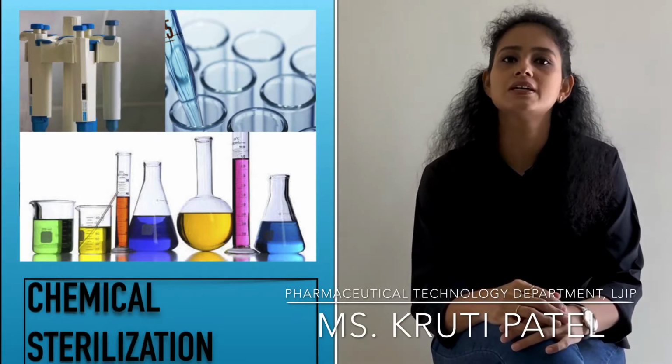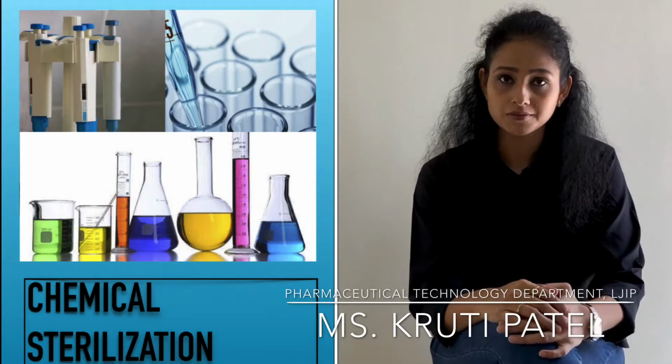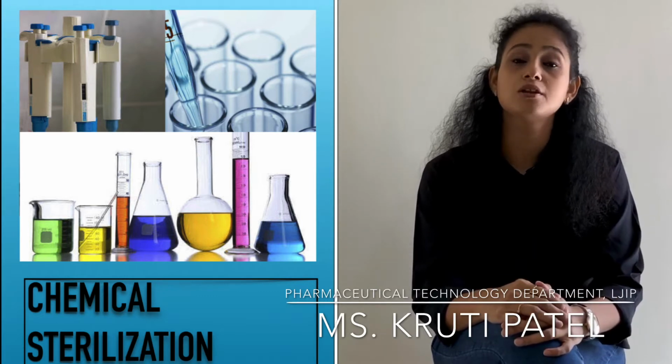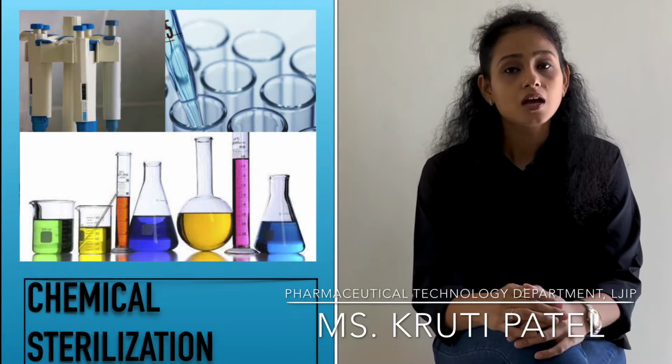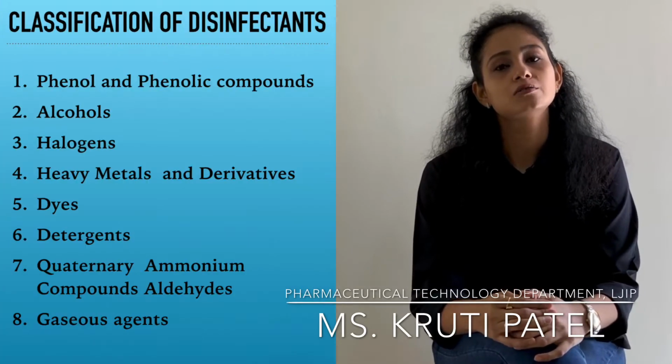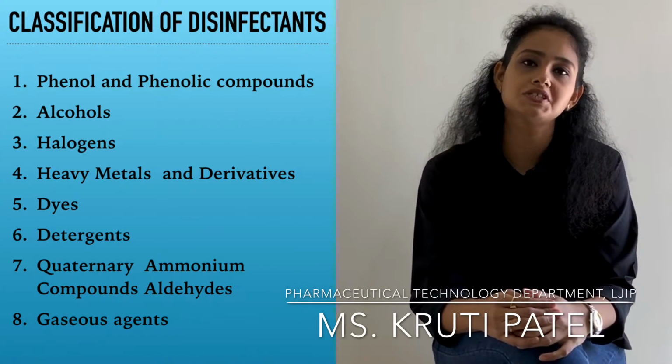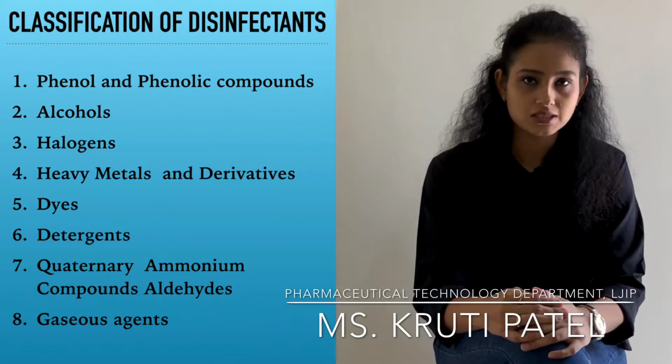Now today we will be continuing with the chemical sterilization only. In the last lecture we had studied about different factors affecting chemical sterilization and also what are the ideal characteristics of a disinfectant. Now in today's session we are going to continue with the classification of disinfectant. So let's start with the topic.